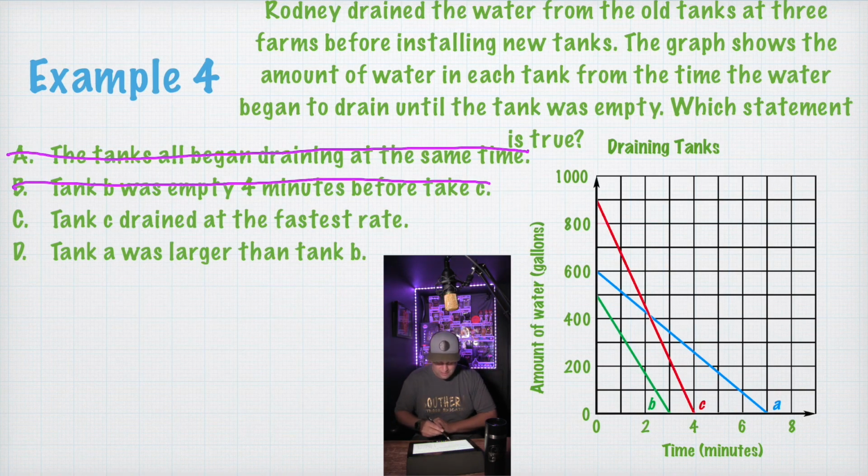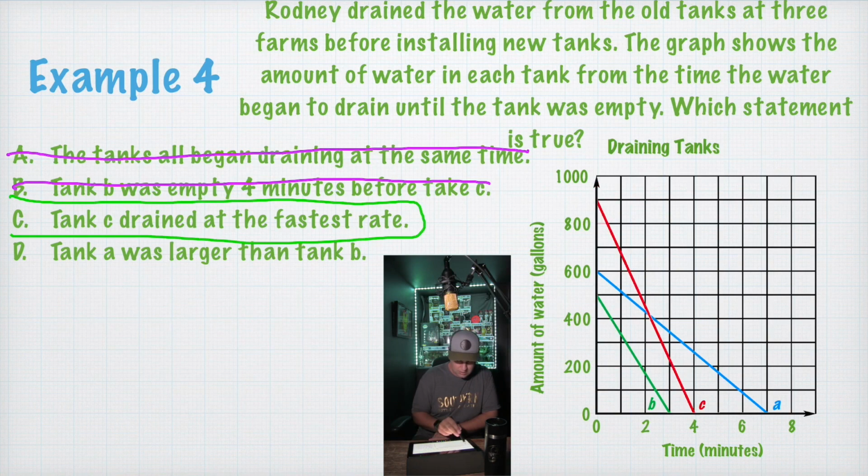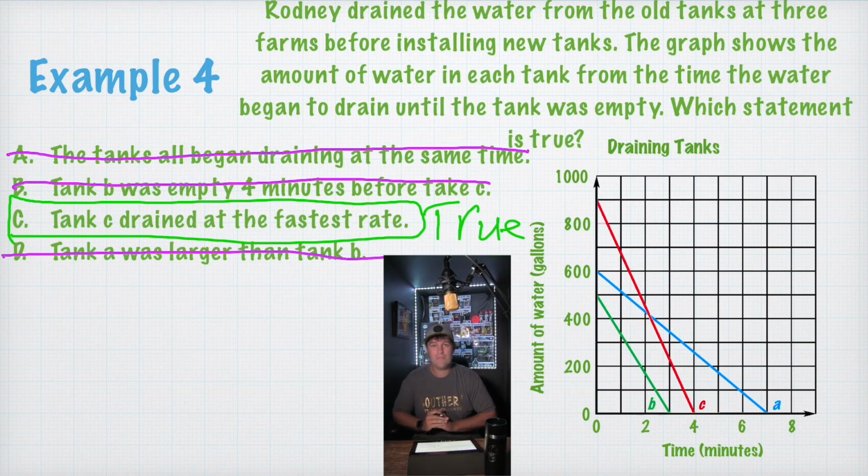Tank C drained at the fastest rate. Well, if we look at the slopes, B has a pretty aggressive slope. A is not as sloped as B, but C is visibly steeper than B. So C drained the fastest. So that statement is true. And then D, tank A was larger than tank B. Once again, it doesn't tell us that information, so we cannot assume that is true. We just gotta make sure we read really carefully and logically think through things. And yeah, let's keep going.